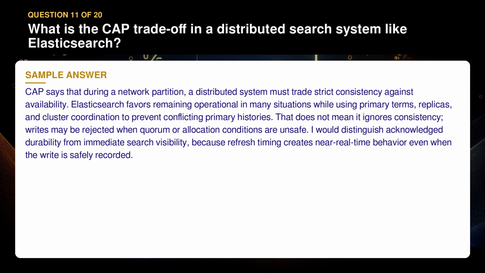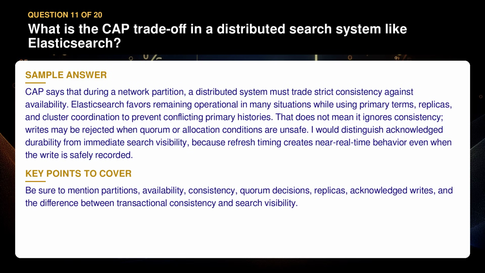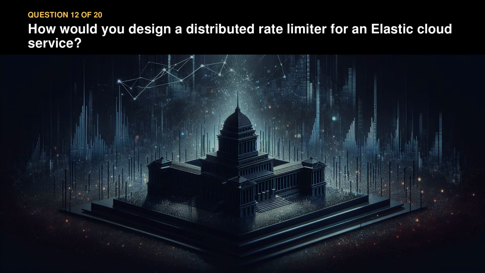I would distinguish acknowledged durability from immediate search visibility, because refresh timing creates near real-time behavior even when the write is safely recorded. Be sure to mention partitions, availability, consistency, quorum decisions, replicas, acknowledged writes, and the difference between transactional consistency and search visibility. Question 12. How would you design a distributed rate limiter for an Elastic Cloud service?